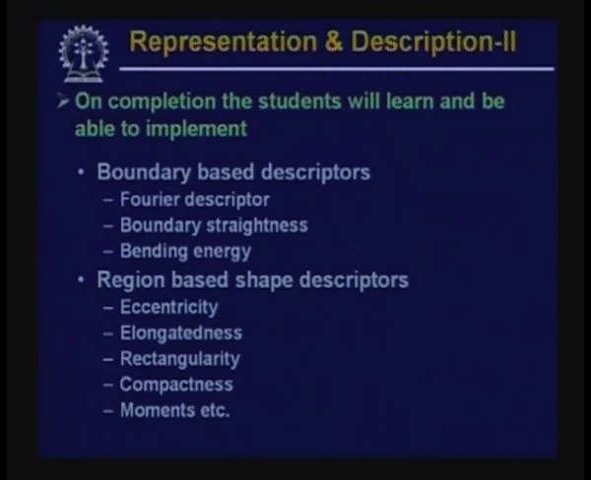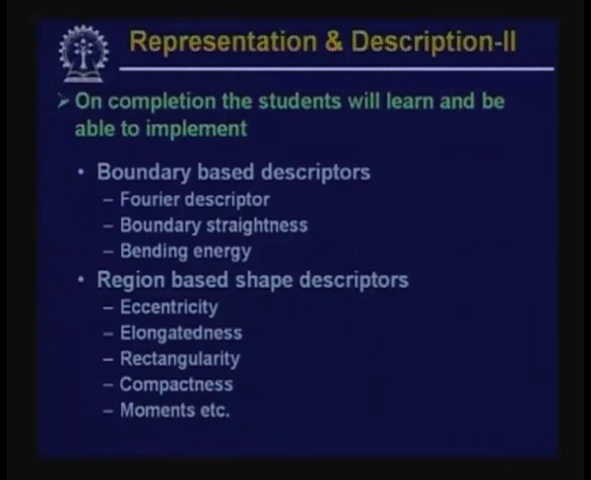One of the boundary based descriptors we will talk about is what is called a Fourier descriptor. We will also talk about another descriptor which is called boundary straightness, and the other kind of boundary descriptor that we will talk about is called bending energy. As we have said, all these boundary based descriptors essentially capture the shape information of the object region.